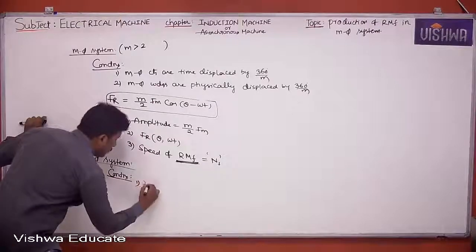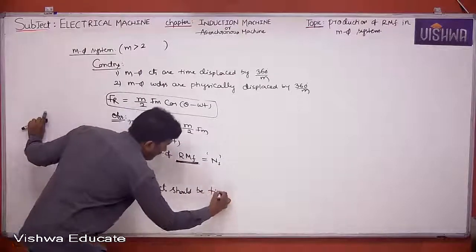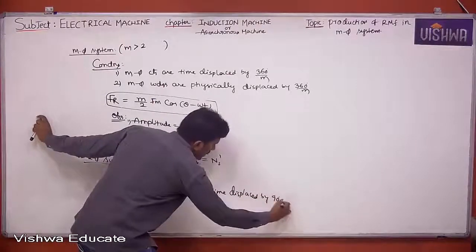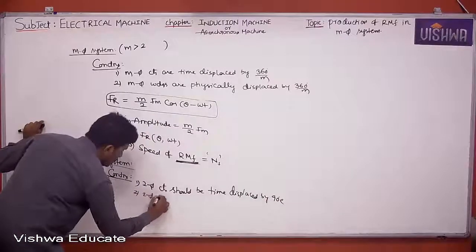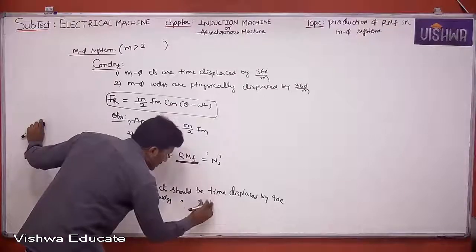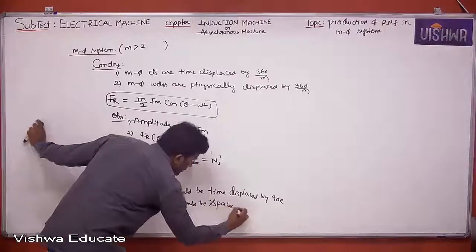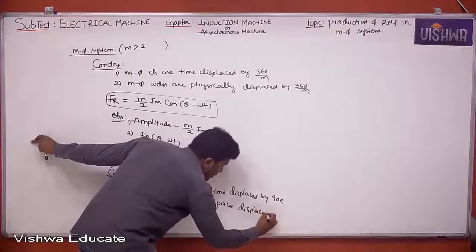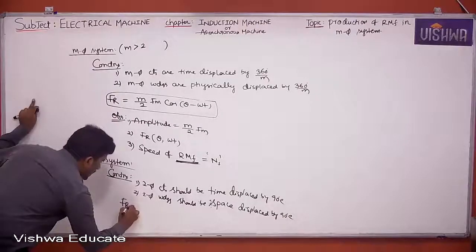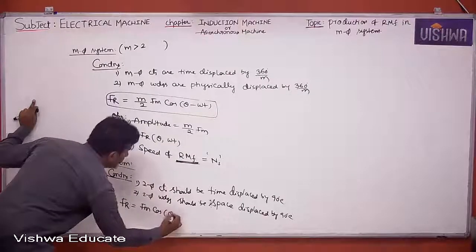Two-phase currents should be time displaced by 90 degrees electrical, and the two-phase windings should be physically or space displaced by 90 degrees electrical. So you'll get Fr equals Fm cos of theta minus omega t.